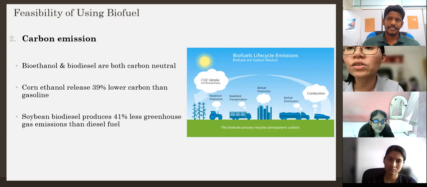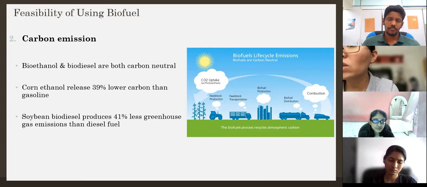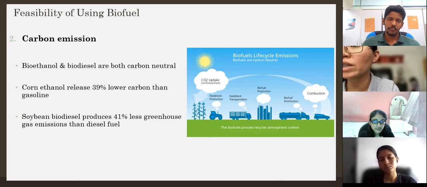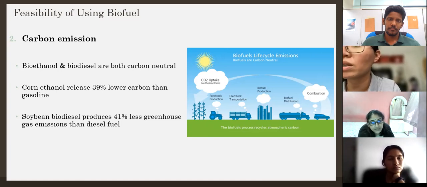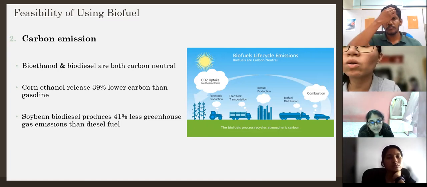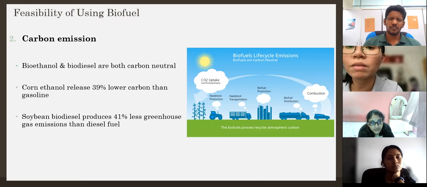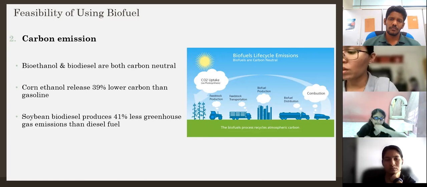Bioethanol and biodiesels are both carbon neutral, in that the plants that act as feedstock absorb carbon dioxide as they grow. So the absorption replaces the carbon dioxide that forms during production and burning. Corn ethanol releases 39% lower carbon than gasoline. Meanwhile, soybean biodiesel produces only 41% less GHG emissions than diesel fuel.